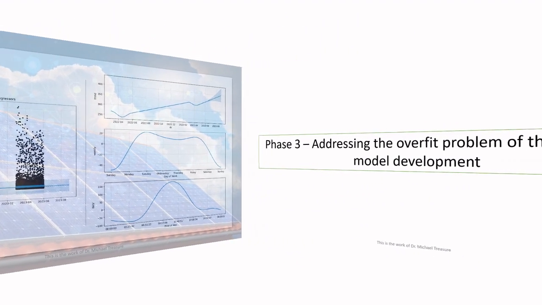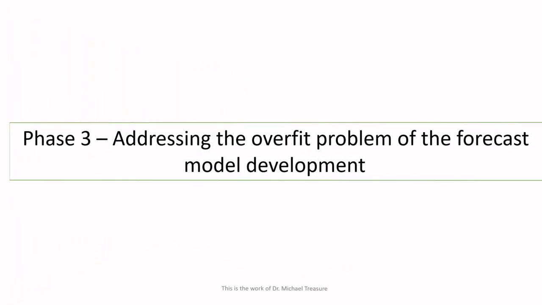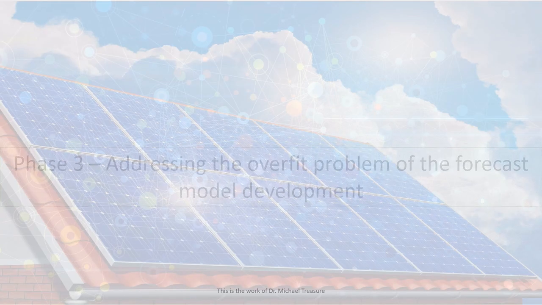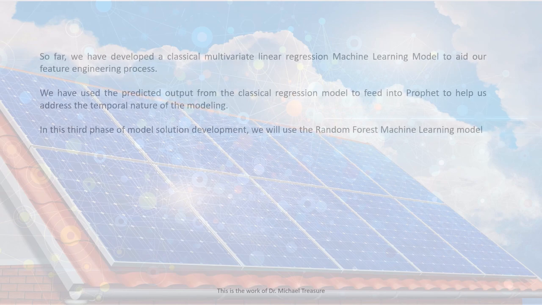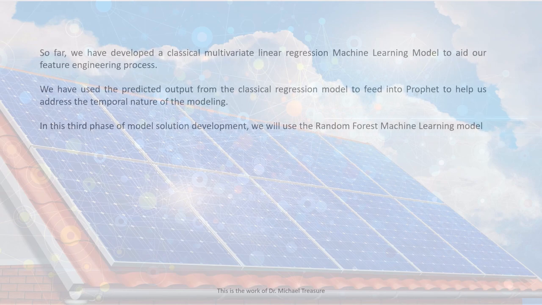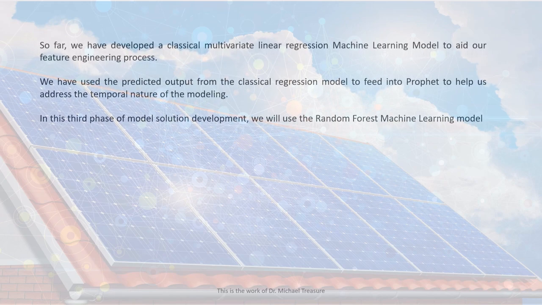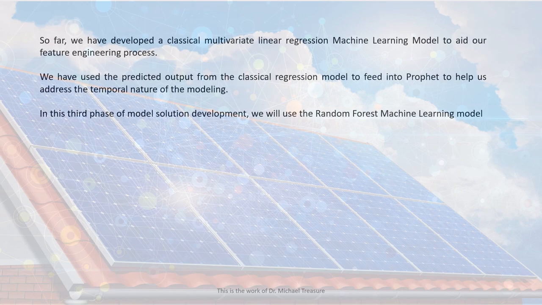the 2022 spring season. We now shift focus to the third phase of our forecast model development. Thus far, we have used: 1. The classical multivariate linear regression machine learning model for feature engineering, giving us the opportunity to focus on the features that are mostly important to our forecast outcome. 2. The Prophet forecasting tool, to primarily address one of the two deficiencies of the classical multivariate linear regression model.